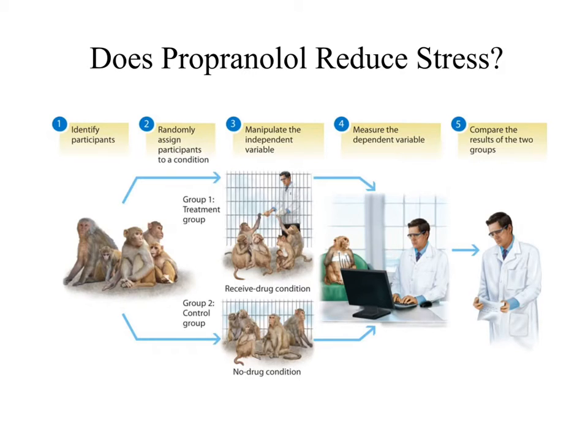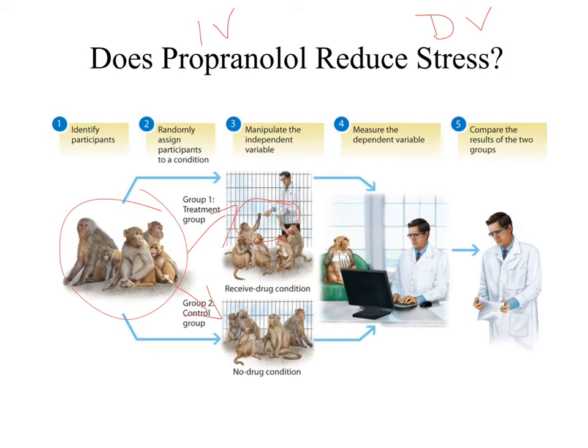the experimental design process. The question here is, does propranolol reduce stress? Propranolol is basically a medicine that is being studied to see if it has an effect on our stress levels. Because of the way it's worded, we know that propranolol would be the independent variable and stress would be the dependent variable. So we identify our participants here and we assign them randomly to either one of the groups. Assuming that this was an unbiased assignment, you could see that these individuals are getting the treatment and these guys at the bottom get no treatment.